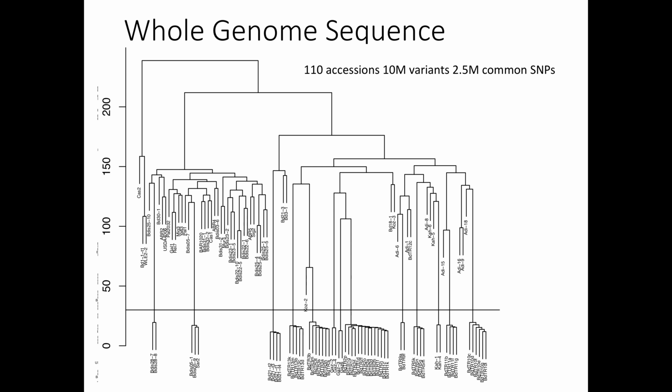Now, when you use whole genome data, the signal is like night and day, right? It's millions of variants, so we can see the very low diversity within a genotype and the medium to high diversity between genotypes and subspecies if you look on the y-axis.